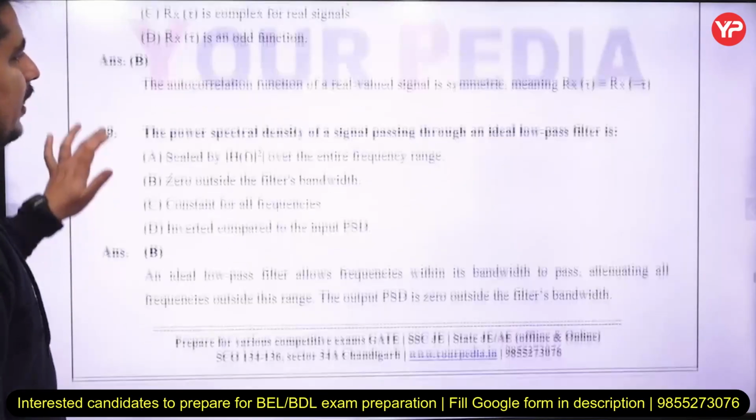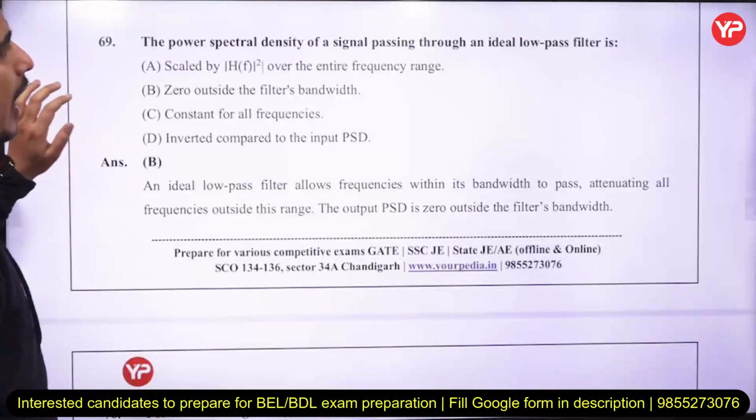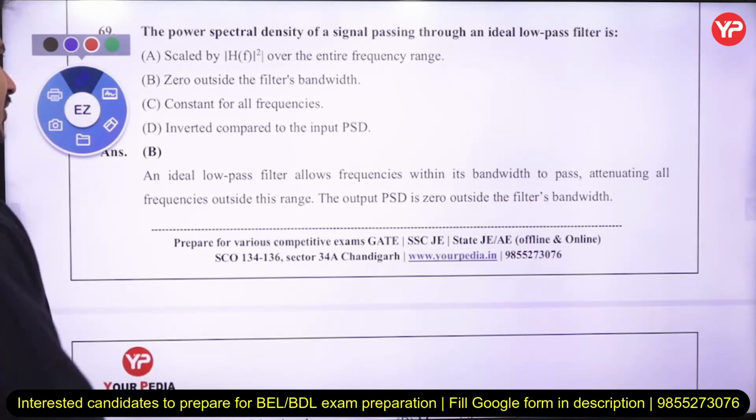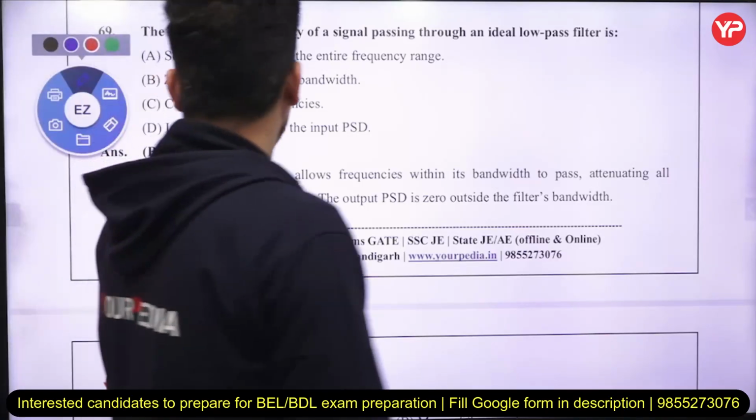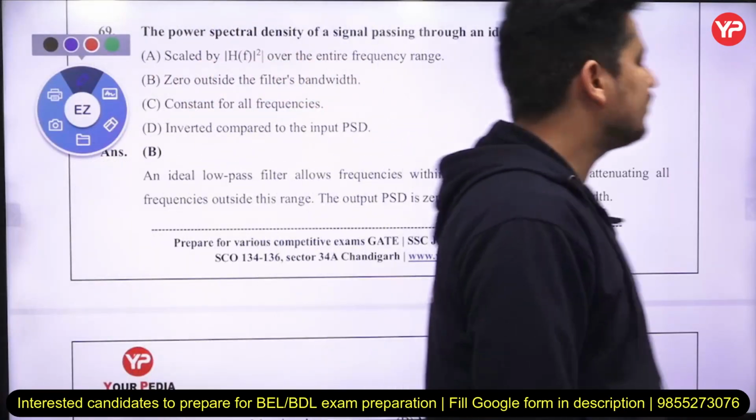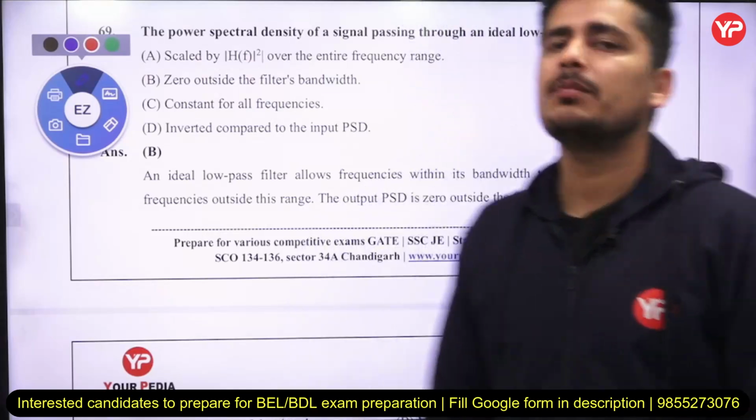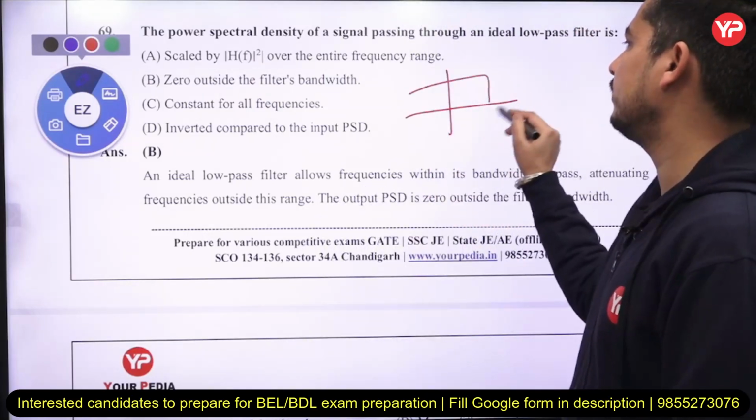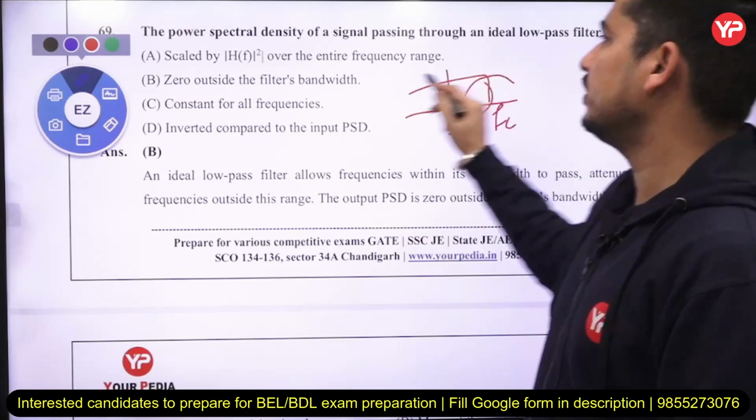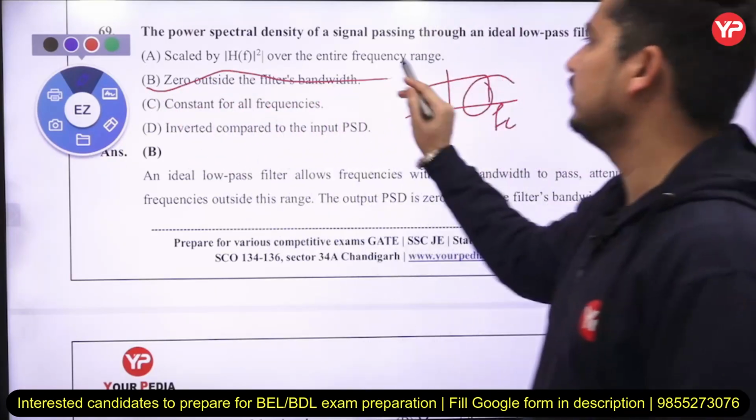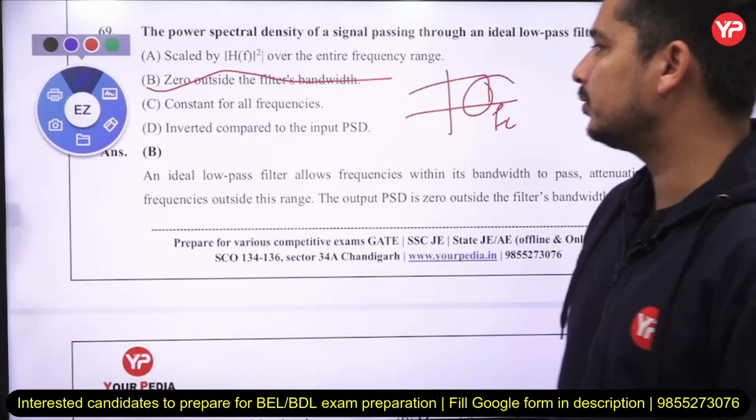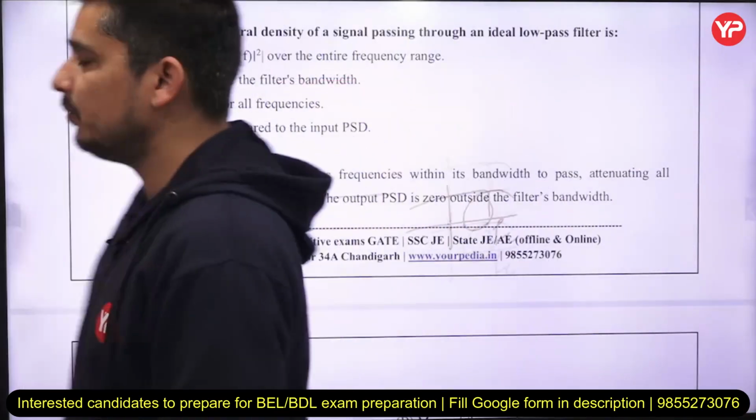The power spectral density of a signal passing through an ideal low pass filter, right? What does an ideal low pass filter do? Is it scaled by H of f over the entire frequency? No, it is 0 outside the frequency bandwidth, because we are passing through a low pass filter. A low pass filter only passes frequencies up to fc. So what is the answer? Outside the filter bandwidth, the value will be 0. Constant for all frequency? No. Inverted compared to the input power spectral density? No. The answer will be B here.